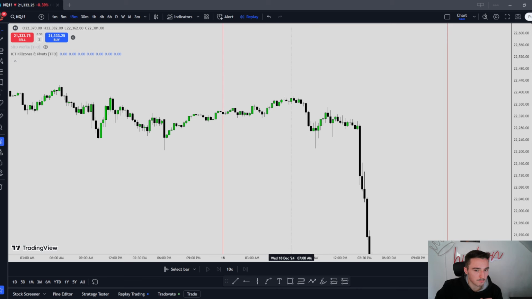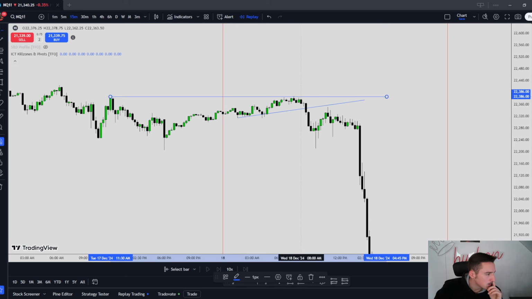Let's see, right? What do we have here, right? Midnight open, what are we doing? Creating failure swings, right? So we're accumulating, right? Accumulating after midnight open, right? Now, midnight on this chart, right here. Did we purge that on the NQ? Yeah, we did. Okay, so right there, right?